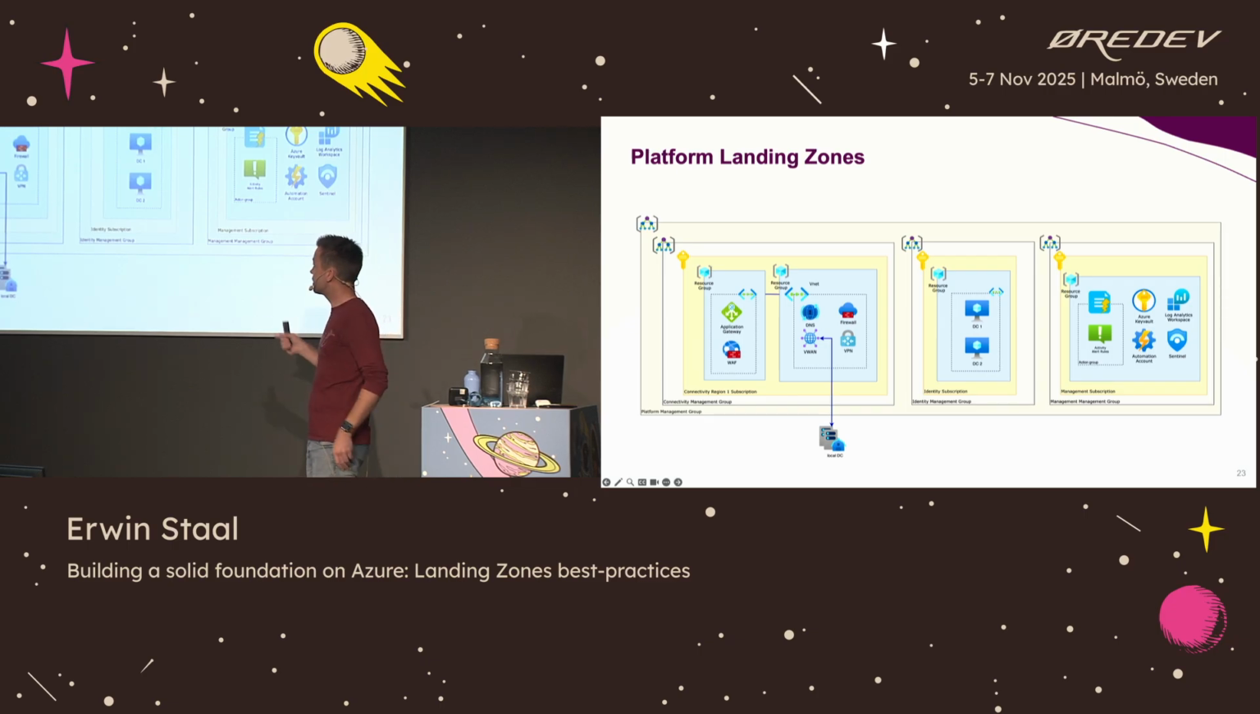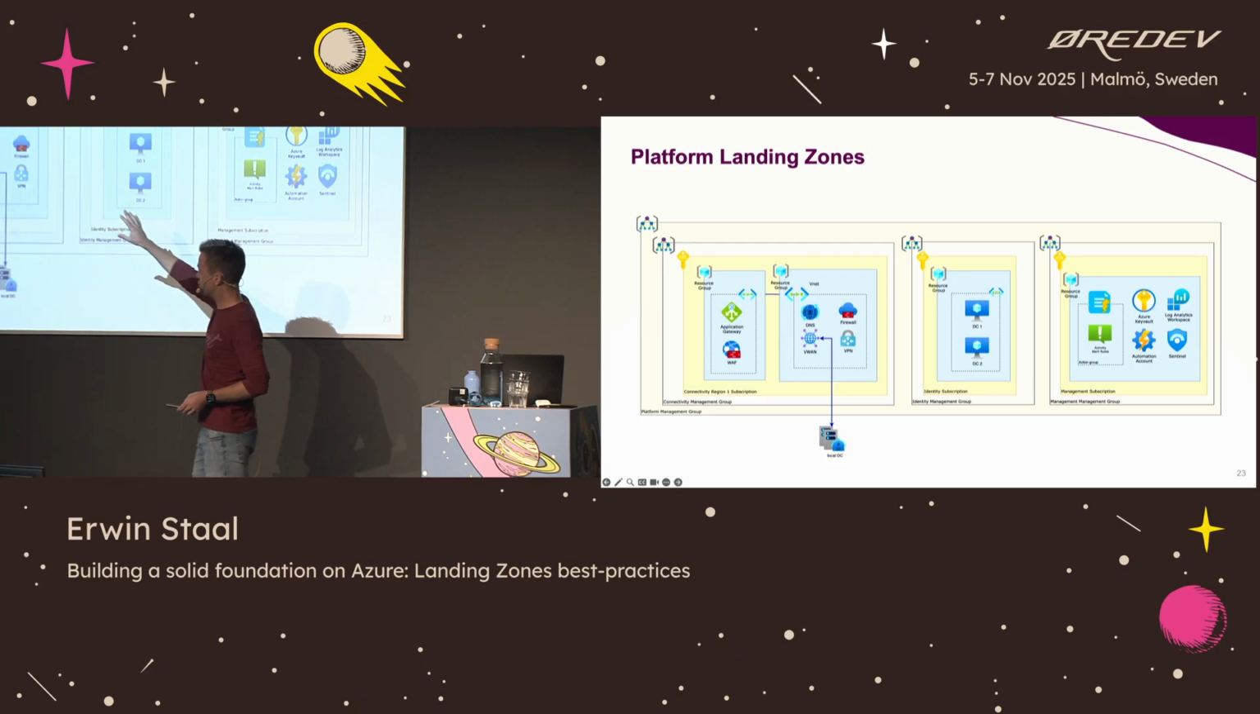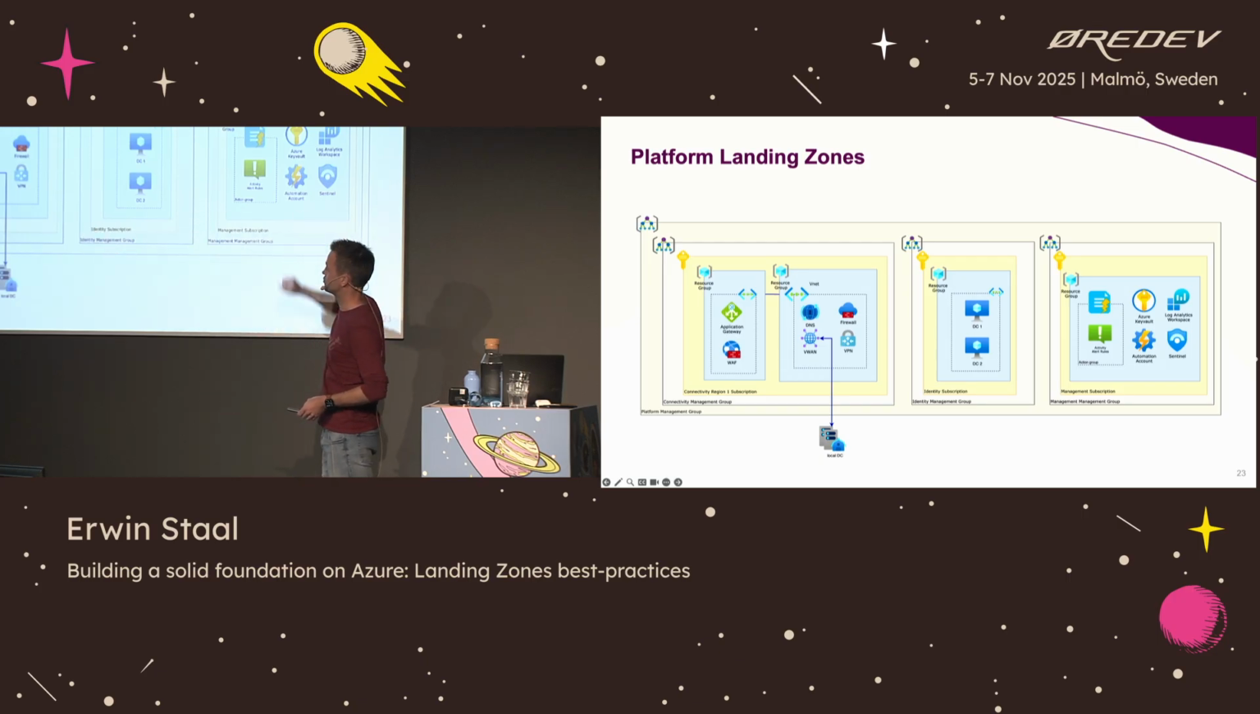So if we dig into the different types of landing zones, let's first look at platform landing zones, and later we will talk about application landing zones. What is it that we see typically being deployed in either one of them? What does it look like in practice? So here you see an overview of platform landing zones. And what you will see right away is that we have 3 different subscriptions. There is a connectivity subscription, an identity subscription, and a management subscription.